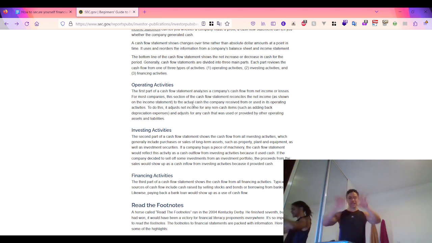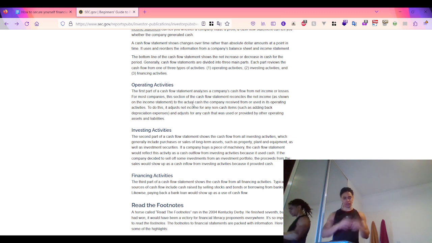So with this huge overview of the most common operating assets and liabilities, this is exactly what the operating activities, which is the first part of the cash flow statement, reconcile. So it analyzes the net income and reconciles it with the total amount of cash that was used or received from operating activities. Okay, operating assets and operating liabilities. All right.